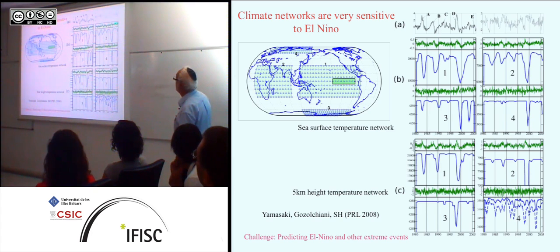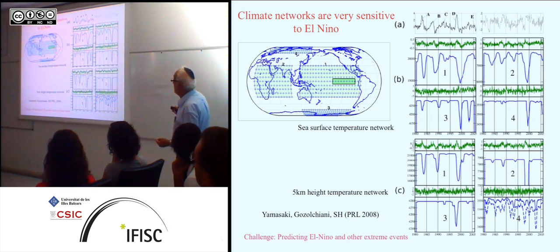Also in places where you cannot see the El Nino clearly, like here, you don't see. These are different networks, you see all over the world. Here you don't see the El Nino clearly in the temperature, but you see it very clearly in the network. So the network is very sensitive, for example, to climate changes.